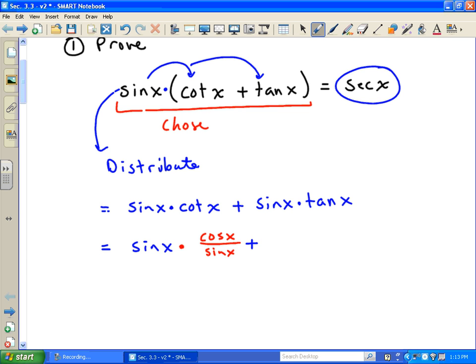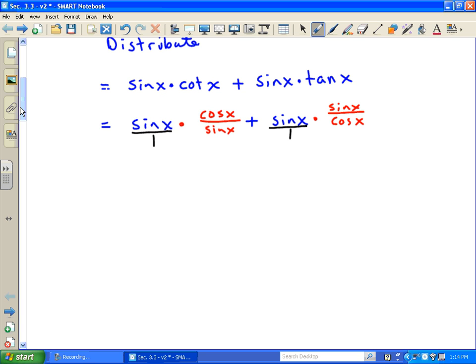For the second group, I'll leave the sine of x alone, and then tangent of x, I know an identity that says it's sine of x over cosine of x. The identities need to come to you quickly. When you're proving trig identities, you don't need to worry about trying to remember your identities. You need to already know them. From this point, we see that we have created fractions. Let me put the sine of x over 1 so that we have those as fractions as well.